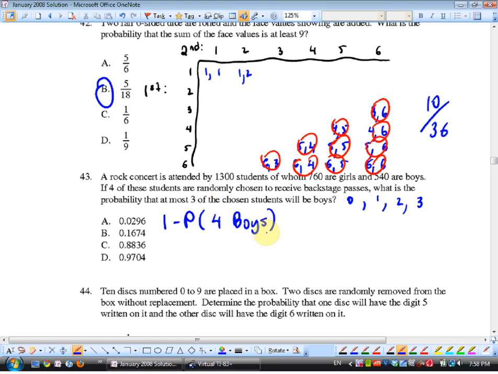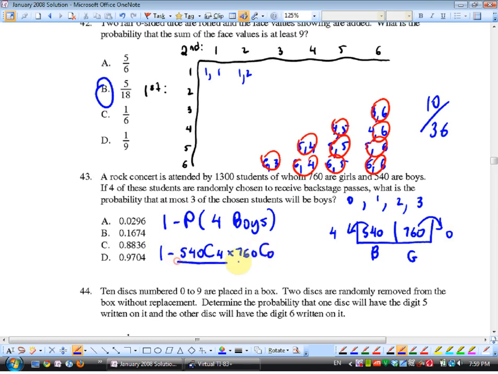Now, what's 4 boys? Well, this is going to be a bucket. How do I know this is going to be a bucket? Because once a kid receives the backstage pass, they're not put back into the pot. They can't get 2 passes in a row. So once one student has the pass, now there's 1,299 students to pick from. We have boys, girls, 540, 760, 4 boys, no girls. So it's going to be 1 minus 540 choose 4 times 760 choose 0 all over 1,300 choose 4.